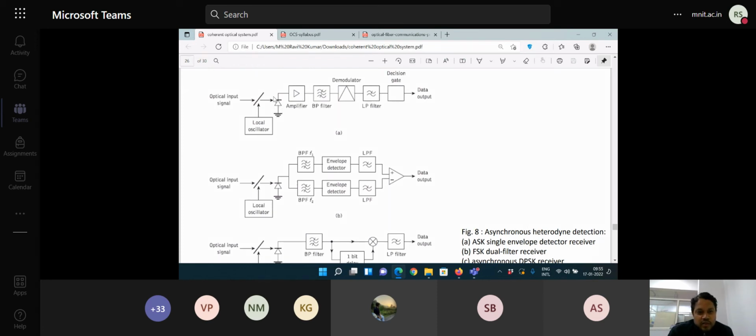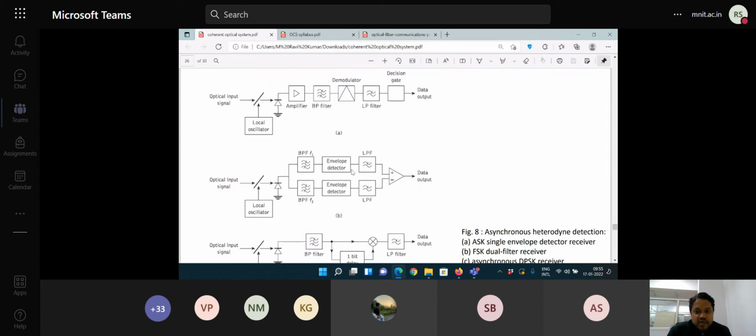You have a detector. It compares the two inputs and sends the signal to an amplifier, and then a band pass filter is used to get the desired frequency range, and then a demodulator is implemented. A demodulator is used to get the desired data format, and then a low pass filter to get the data directly.